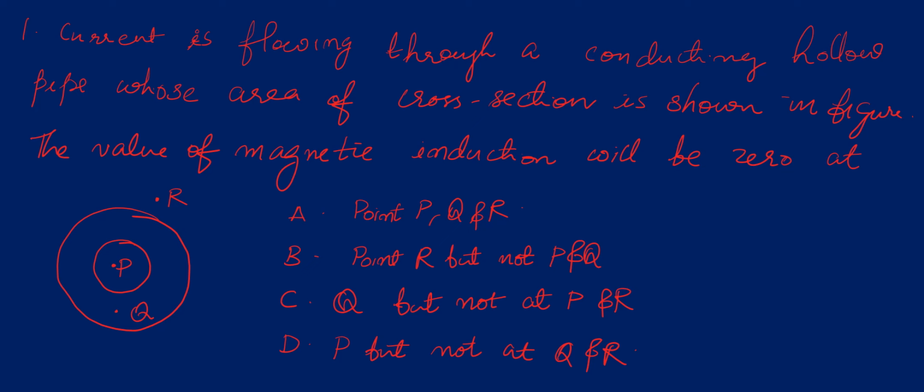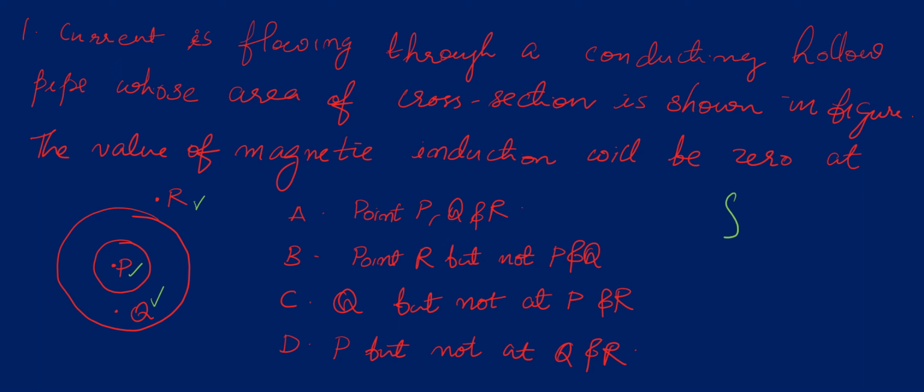Current is flowing through a conducting hollow pipe whose area of cross section is shown in the figure. The value of magnetic induction will be 0 at. Options are given. In the question, there are 3 points P, Q, R. So we have to find out the magnetic field at P, Q and R.